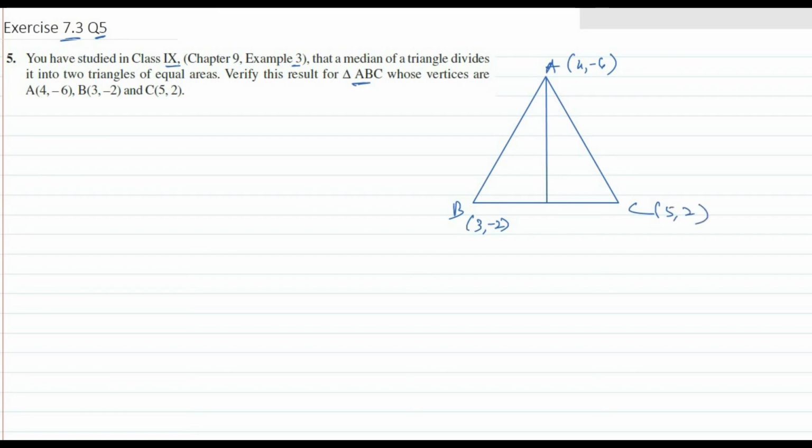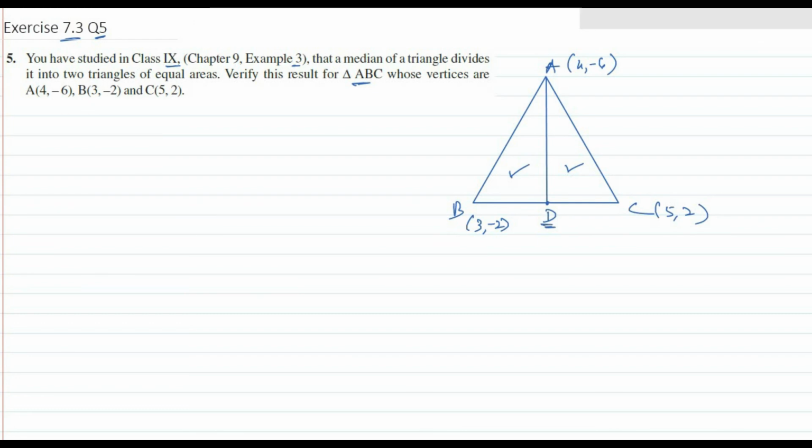So the median means what? The line drawn from the vertex to the midpoint of the opposite side. So this is the median. What we have studied, the median halves this base, that is this will be the midpoint of this side. So let us call it D. First we have to find the coordinates of this point, and after that find the area of this triangle and the area of this triangle, so that we can show that both the areas are equal. That's the question here.